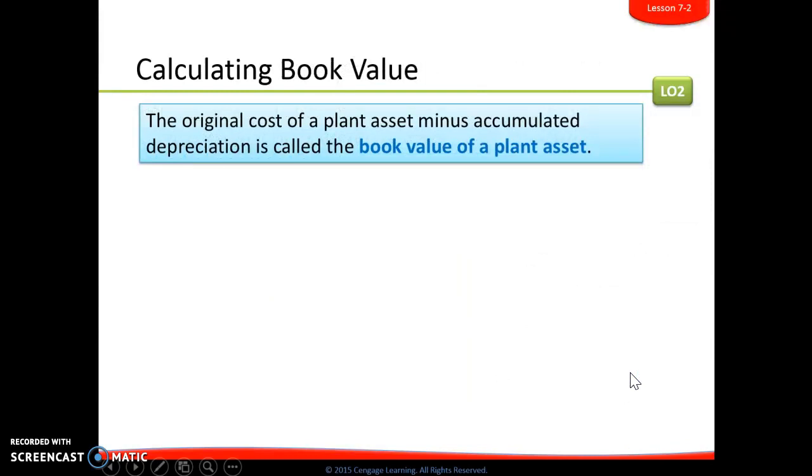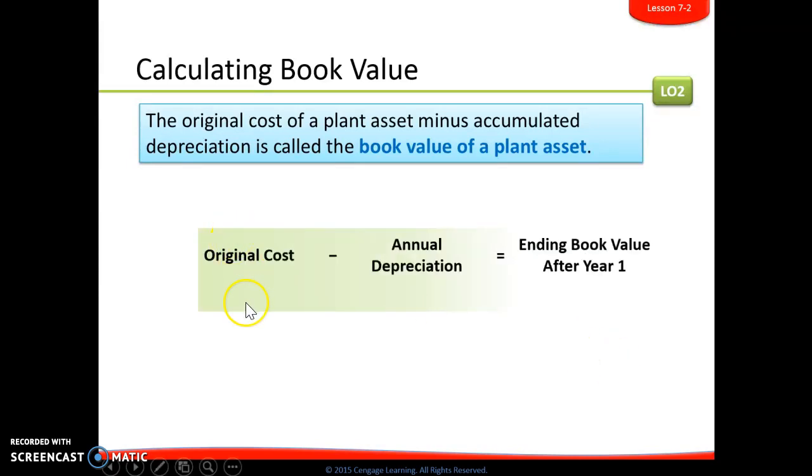To calculate book value, we're going to take the original cost of the plant asset minus the accumulated depreciation. So the original cost minus the annual depreciation means after year 1, if we take this is a different, I don't know why they switched it on us, but this must be a different asset. So the original cost of this one was $2,800. Annual depreciation is $600. Ending book value after year 1 then would be $2,200.